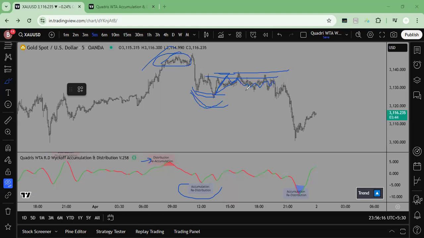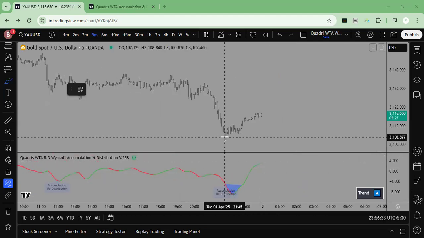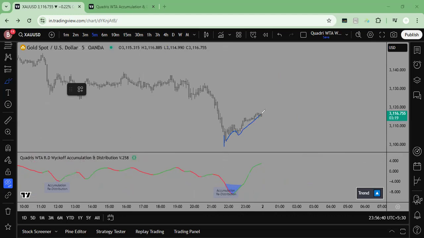And then after that, it resulted in a redistribution and price started plummeting downward. So now after that, what happened? As you can see, we got accumulation. Look at the bar where the accumulation level was printed. The accumulation level was printed on this particular bar. So from this particular point, accumulation started. It never gave us any opportunity. It started moving upwards. So this is a V correction.